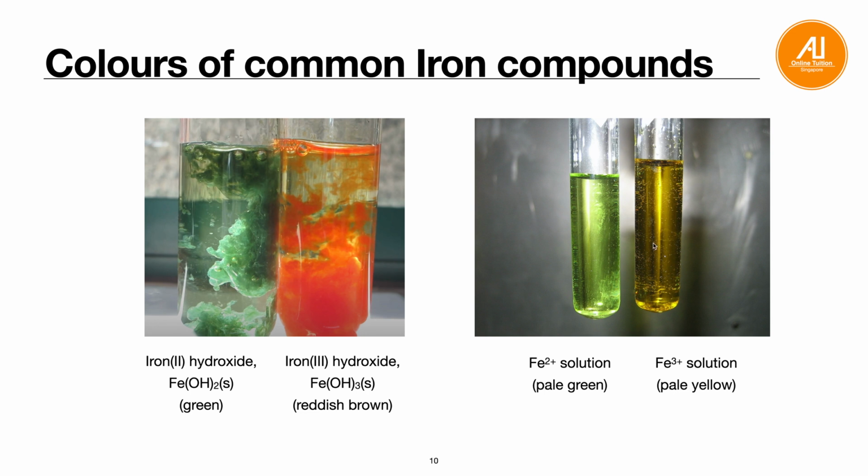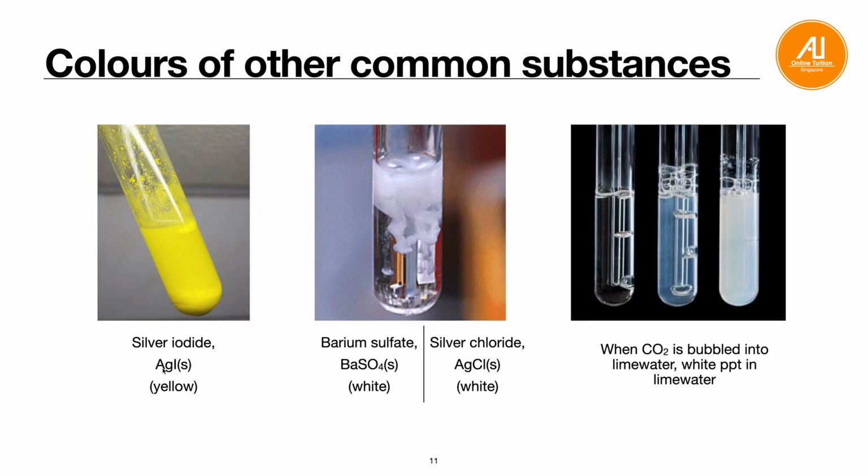Next one, your silver iodide. This is for testing for iodide ions. Still remember your yellow ppt of AgI. So this is the yellow colored ppt. And then how you test for sulfate ions and chloride ions: you will form barium sulfate, which is a white ppt, or you'll form silver chloride, which is a white ppt. As long as you form a white precipitate, it will look something like that. So you can't really tell the difference. Basically, it's just white in color.